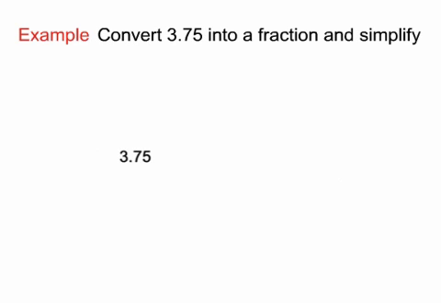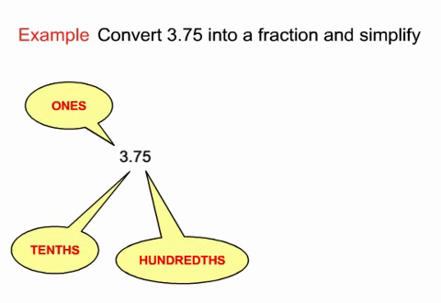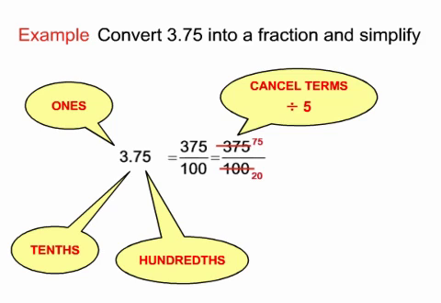Now let's look at a whole number decimal. Here's the decimal 3.75. As before, look at the digits. The first digit before the decimal point is a 1. The digit after the decimal point is a 10th. The second digit is the 100th. Concentrate on that last digit, which is a 100th. In other words, the denominator of your fraction will be 100.